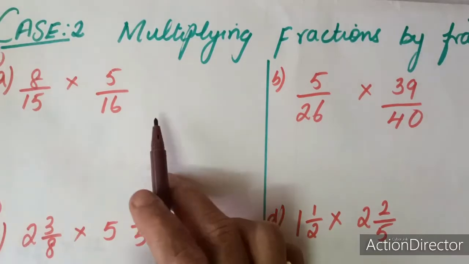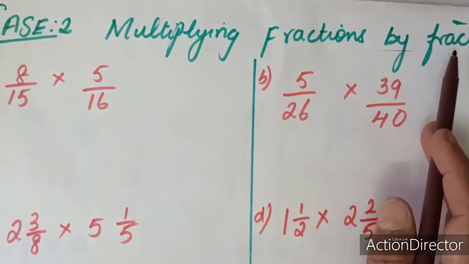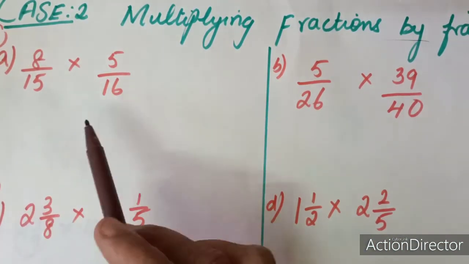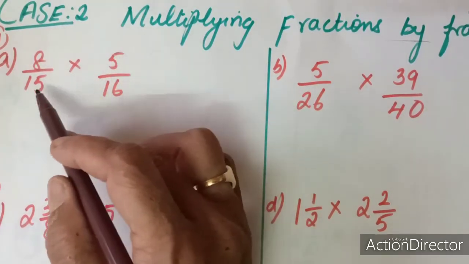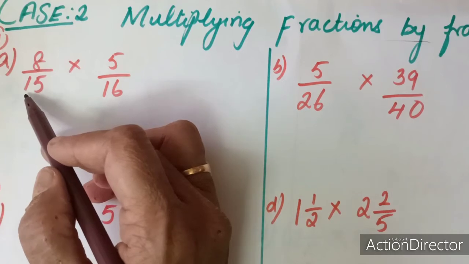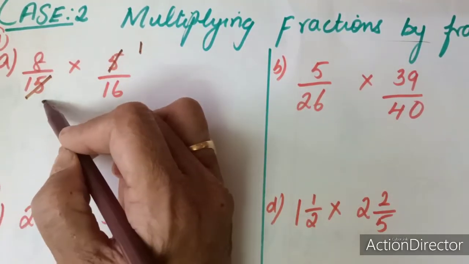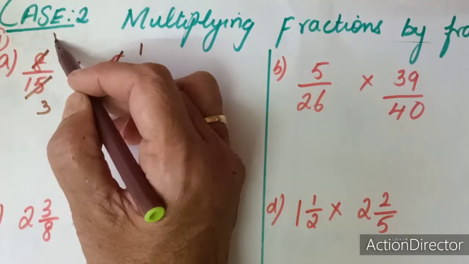More examples of case 2, that is multiplying fractions by fractions. First one, 8 by 15 into 5 by 16. As I said, the first step is always to check whether the numbers are getting cancelled. Here you are able to see 5 and 15 are in the 5 table. So I can write 5 ones are 5, 3 5s are 15. Similarly 8 and 16: 8 ones are 8, 8 twos are 16.